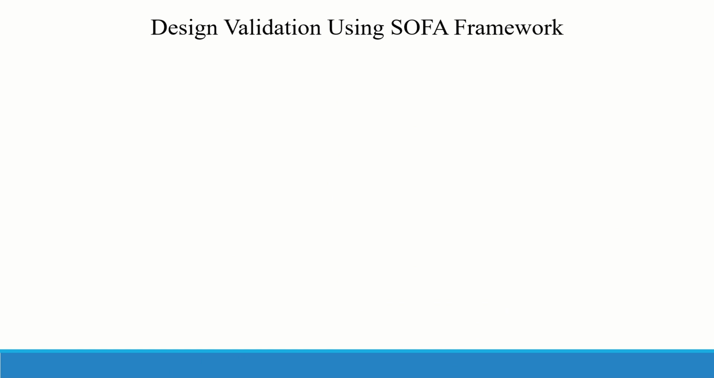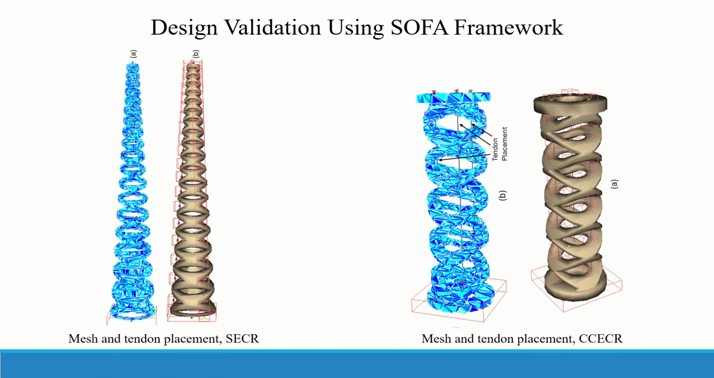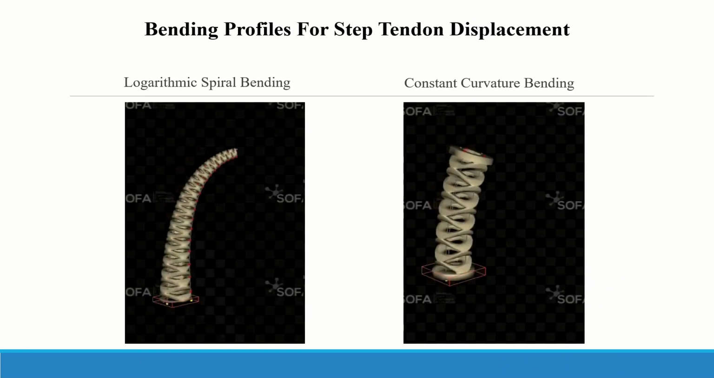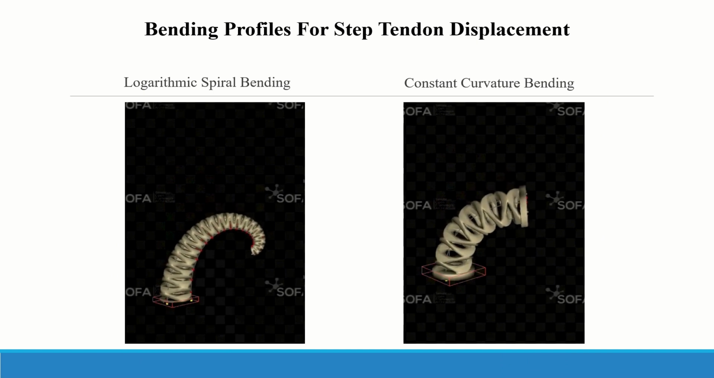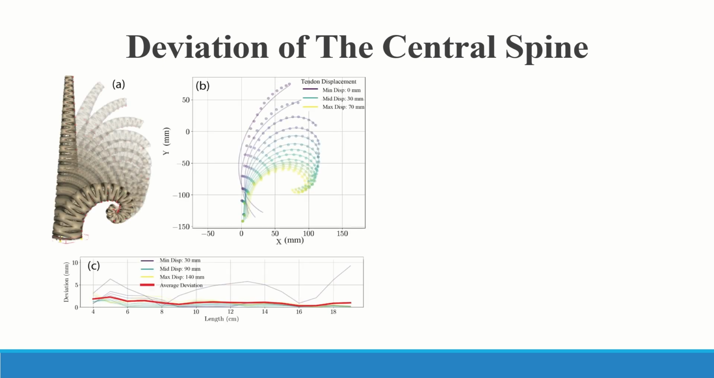To validate the design in simulation, using the open framework architecture SOFA and finite element analysis, the obtained design is meshed and mapped with tendons and simulated over step displacement. The central spine of the tendon-driven continuum robot has a maximum deviation of less than 4 mm in case of SECR and less than 2 mm in case of CCECR, as shown in the plots.